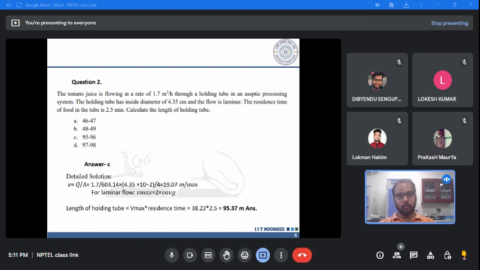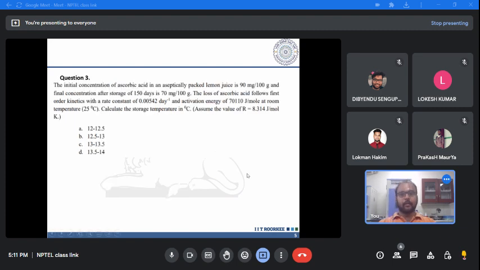So like this you will solve this question. Then question three: the initial concentration of ascorbic acid in aseptically packed lemon juice is 90 mg per 100 gram, and the final concentration after storage of 150 days is 70 mg per 100 gram.